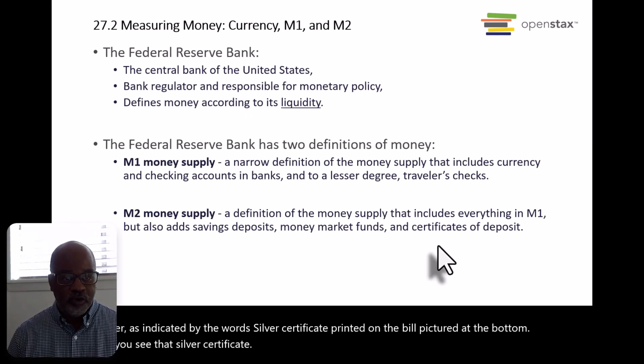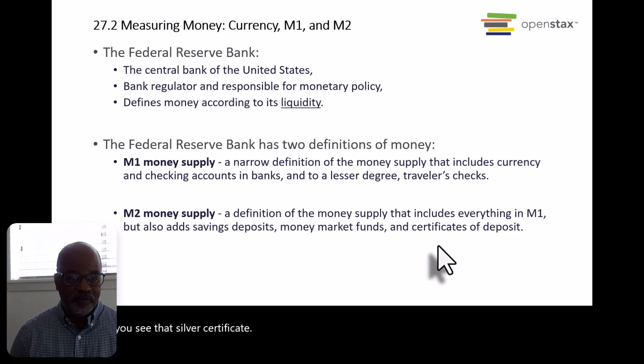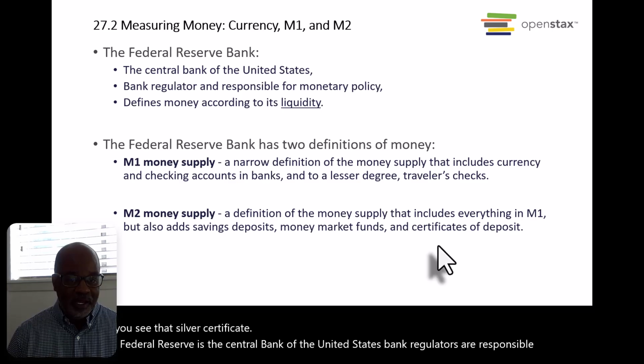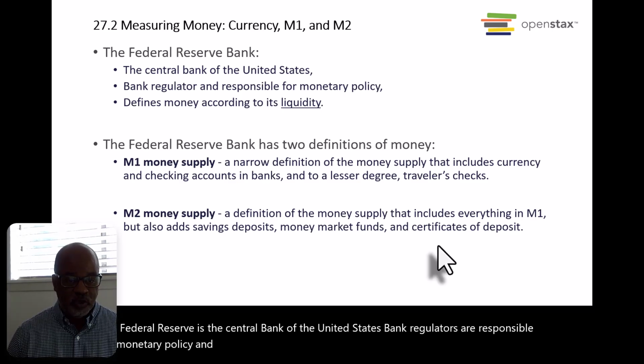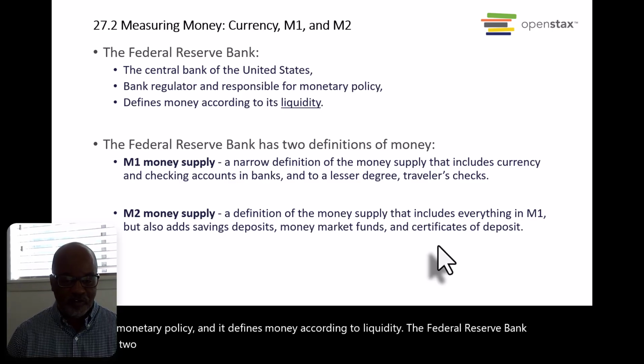The Federal Reserve is the central bank of the United States. Bank regulators are responsible for monetary policy, and it defines money according to liquidity. The Federal Reserve Bank has two definitions of money. M1 money supply.